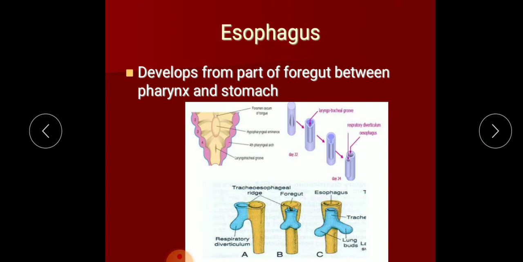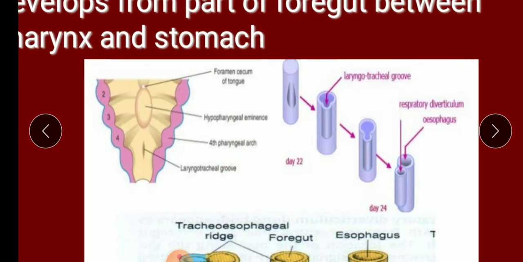So where does this esophagus develop from? It is actually developing from foregut. Which part of foregut? It is that part of foregut between the pharynx and the stomach. Look at that figure. Here you are seeing the foregut, between the pharynx and the stomach. That is the esophagus that is developing.